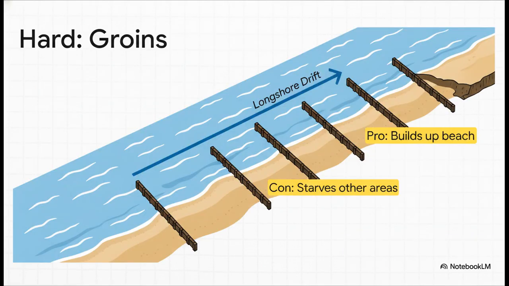Now on the hard engineering side, you've got something like groins. These are those wooden or rock fences you see sticking out into the sea. They're pretty clever, actually. They're built to interrupt a process called longshore drift, which is just sand moving sideways along the coast. The groins act like a dam, trapping the sand and building up the beach in one spot. Awesome, right? Well, yes, for that one spot. But here's the huge knock-on effect. By trapping the sand, you're starving the beaches further down the coast, and with no new sand arriving, their cliffs become way more vulnerable to erosion. You solve one problem and create another one.